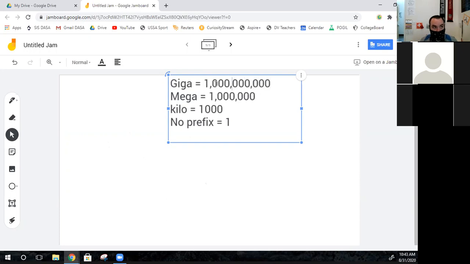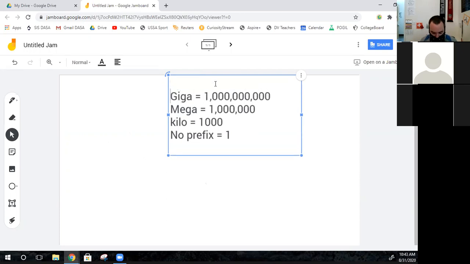Does anyone know what comes after giga? Tera. I'm not talking about your cousin named Tara. It's T-E-R-A. A tera is 1 trillion.